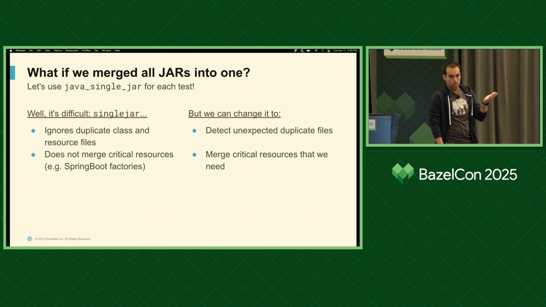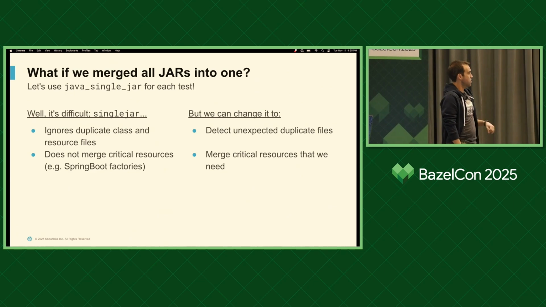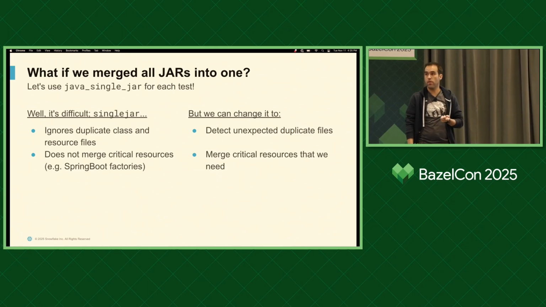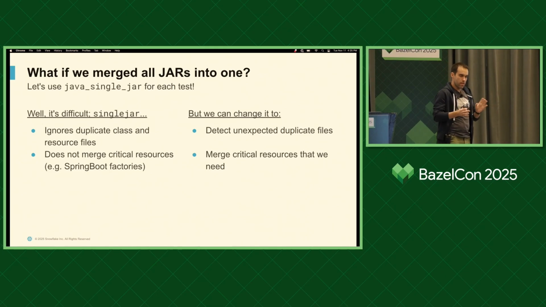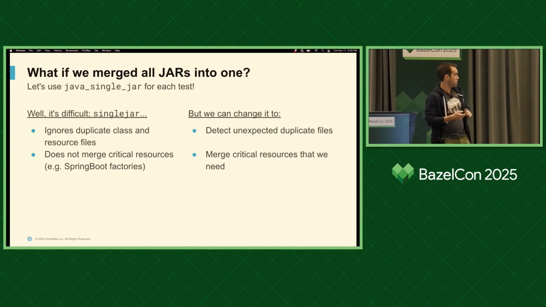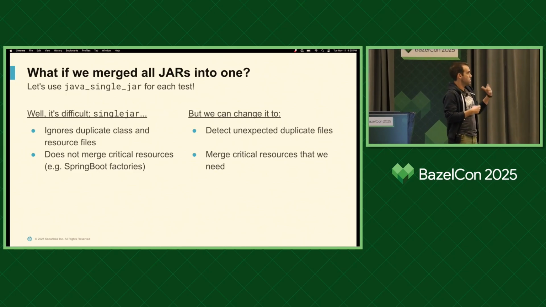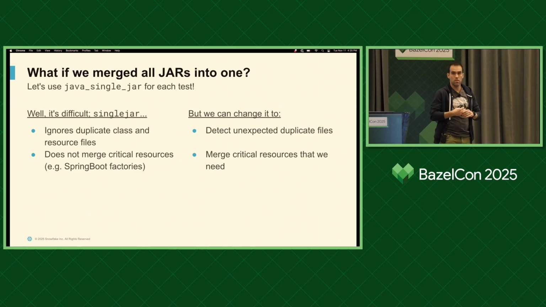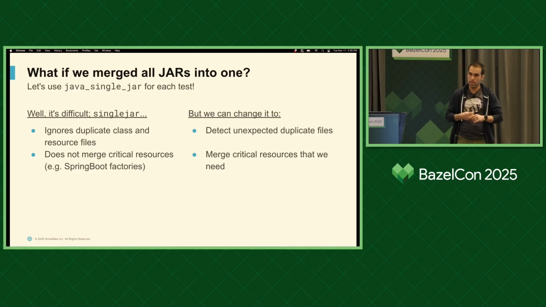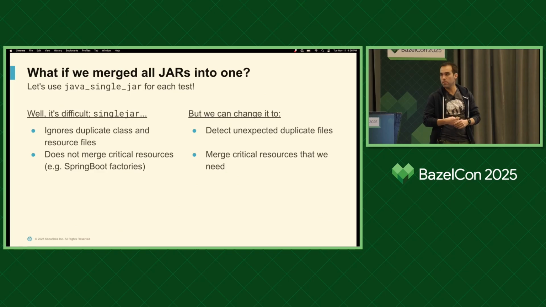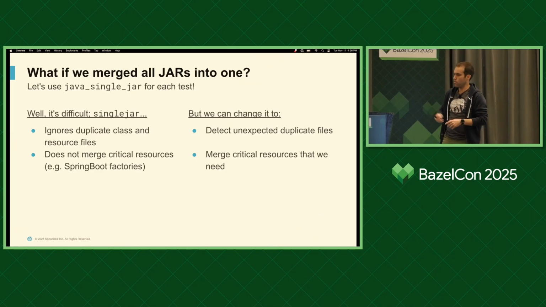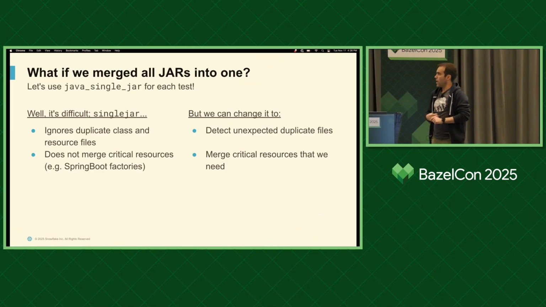The easier way to try to fix this was to take the Java single jar rule that already exists, and we tried to use it for the tests. Now, there were some problems with this, but it was okay to get to a proof of concept. But the upstream single jar tool will silently ignore duplicate classes and duplicate resource files, and it will not be aware of how to merge some of them that are important for us, especially Spring Boot factories. So I had to actually fix this.